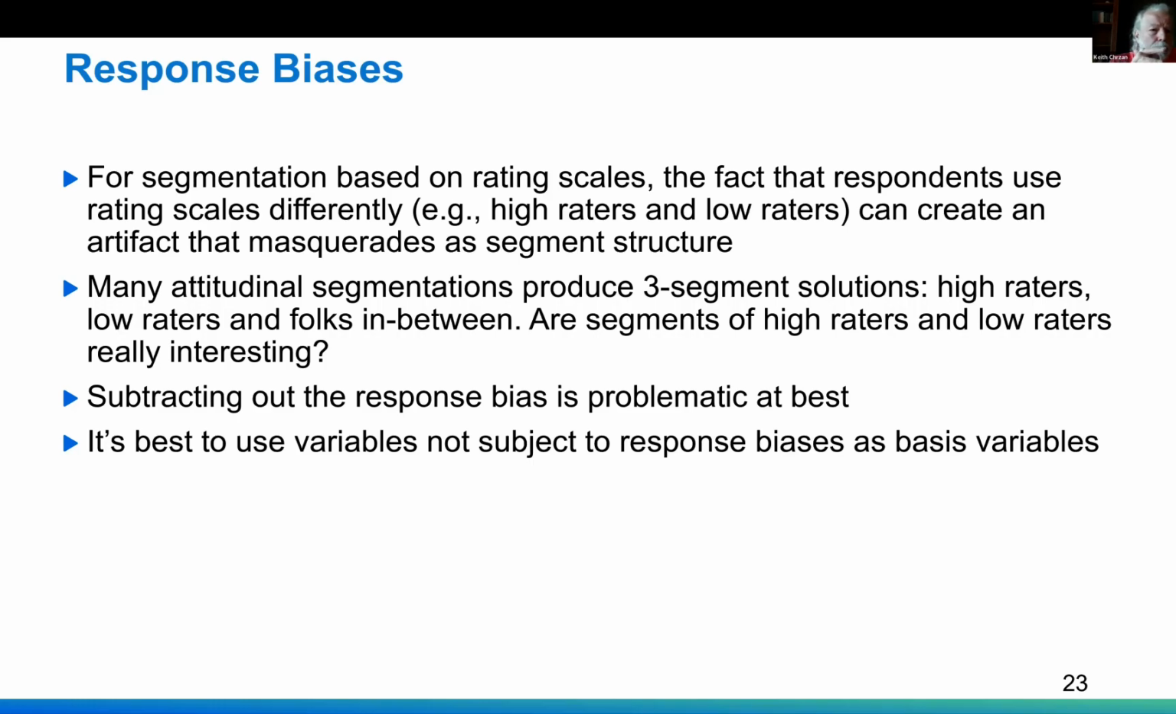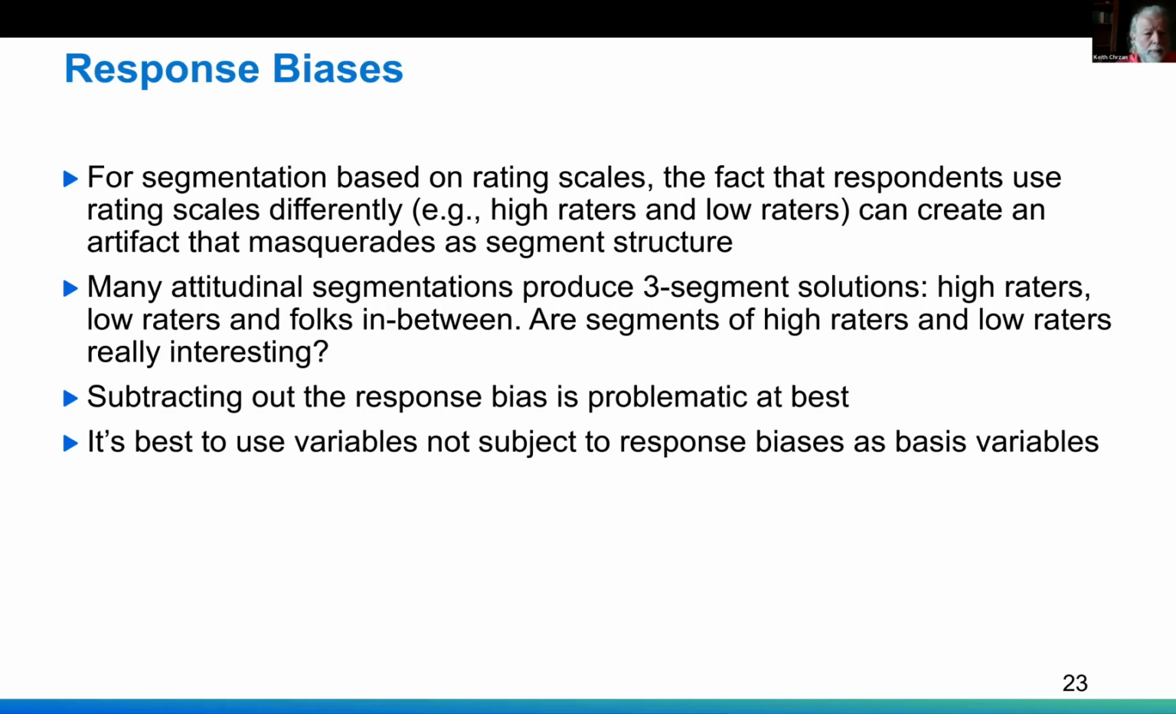Another thing that can cause problems with segmentation are response biases, especially if we're doing a segmentation based on rating scales. The fact that different people use rating scales differently, we all know that there's high raters and low raters, right? We know that people from different cultures use rating scales differently. Back in the days of mail surveys, we know that right and left-handed people used rating scales a little bit differently.